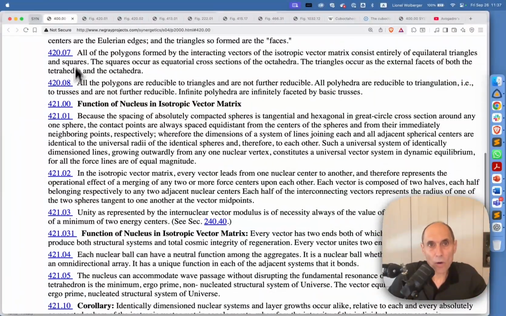8. All the polygons are reducible to triangles and are not further reducible. All polyhedra are reducible to triangulation, i.e. to trusses, and are not further reducible. Infinite polyhedra are infinitely faceted by basic trusses.